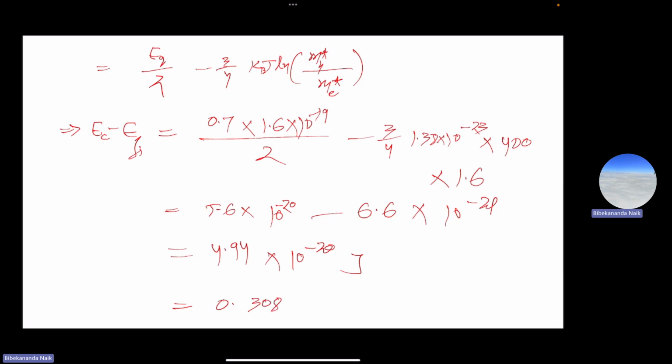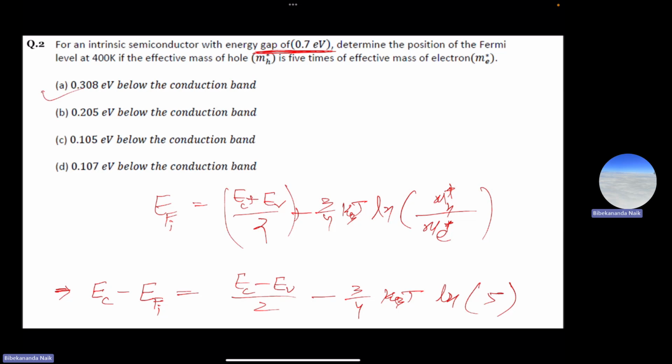0.308 electron volt. So this is 5.6 minus 0.66 into 10 to the power minus 20. So 5.6 minus 0.66 is 4.94. So this is the correct answer, and correct option is again option A. I hope this is clear to everyone.